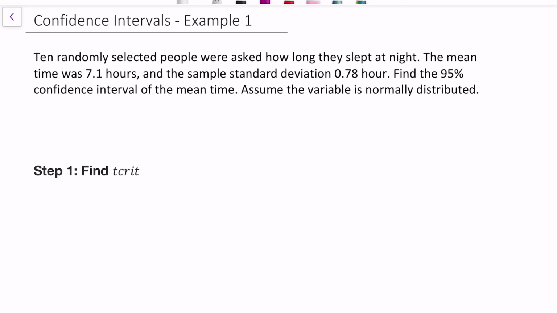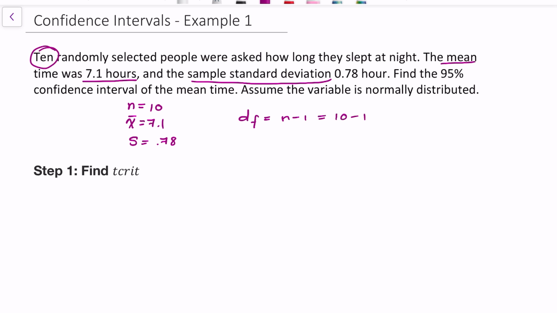This confidence interval, example 1. We have 10 people, so that's our sample size. We have a mean, and that is the mean for that sample, so it's an X bar. And the sample standard deviation, so that's our S, 0.78. We also are going to know that the degrees of freedom are going to be n minus 1, so that's going to be 9. And the confidence interval that we are interested in is 95%.